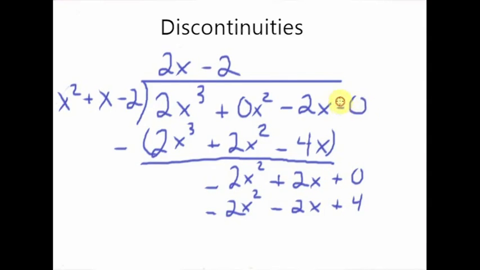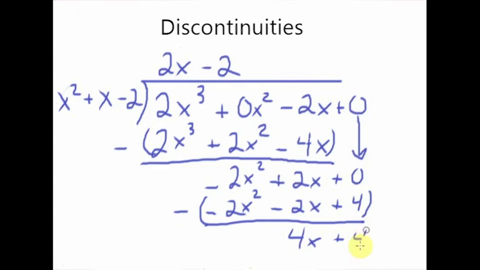So here we get a remainder of 4x minus 4. So the equation of our slant asymptote is 2x minus 2.